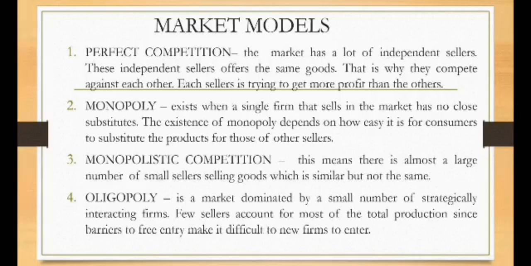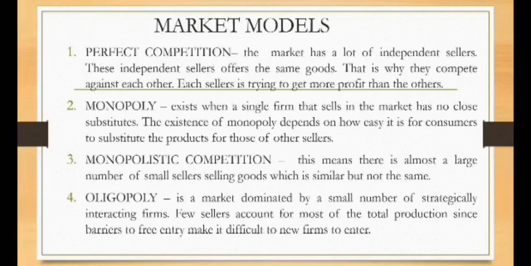Monopoly exists when a single firm that sells in the market has no close substitute. The existence of monopoly depends on how easy it is for consumers to substitute the product for those of other sellers. So with a monopoly, you can control the price of a product or what you sell. For example, during the pandemic, the face masks or the alcohol. You can raise the price since they run out easily and are important to people; even if it is expensive, they will still buy. So you can raise the price. That is monopoly. Next is monopolistic competition.